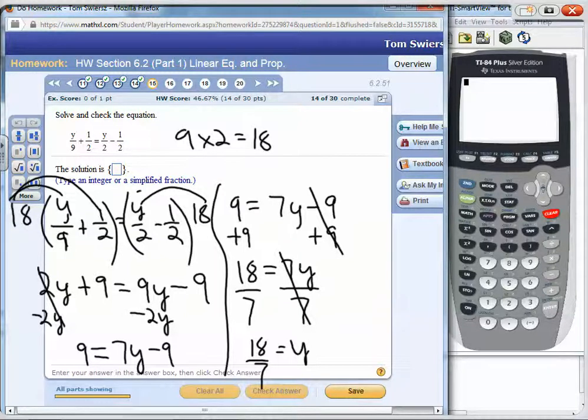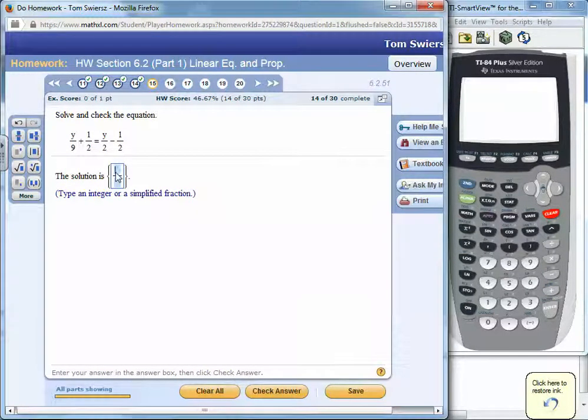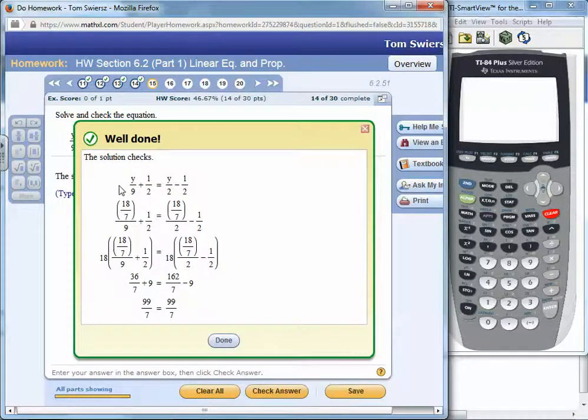Now, a simplified fraction means you leave it as an improper fraction. Do not put in a mixed number. You'll see I'll put it in as 18 over 7. It doesn't reduce, and MyMathLab should give us credit for it. So again, just put a fraction, 18 over 7, and it is correct.